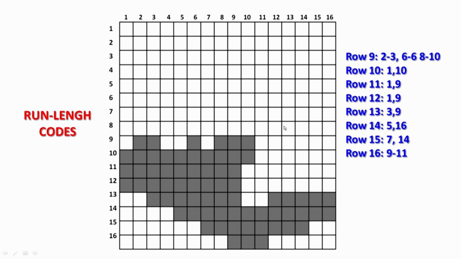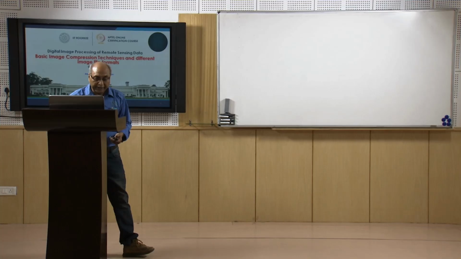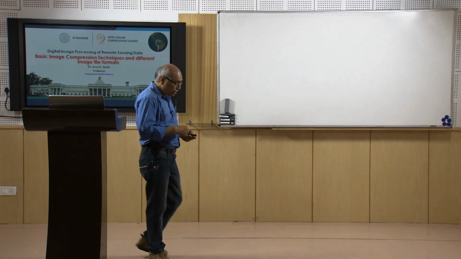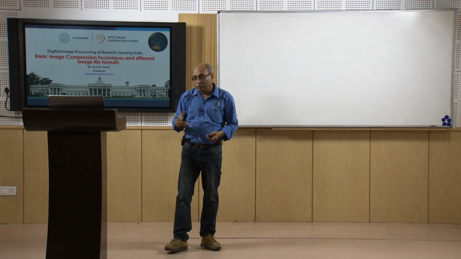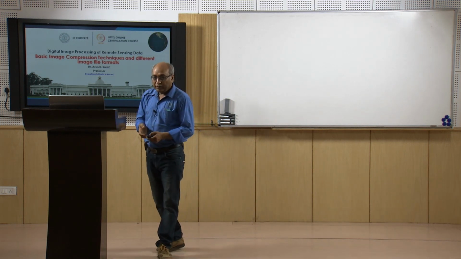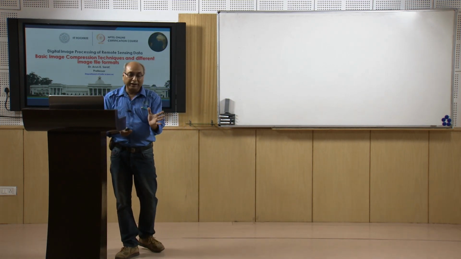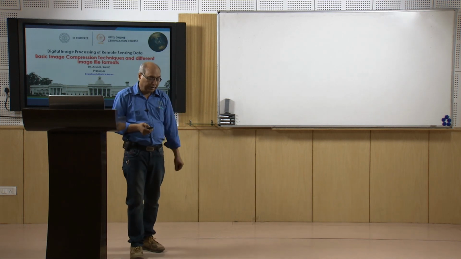Same with row 11, 1 to 9, and so on and so forth, till you reach the last row, which is 16, and the shaded area which has to be coded starts from column 9 and ends at column 11. So likewise, instead of storing the values for each pixel, we store only, in this example, 8 rows and the length of the shaded area.